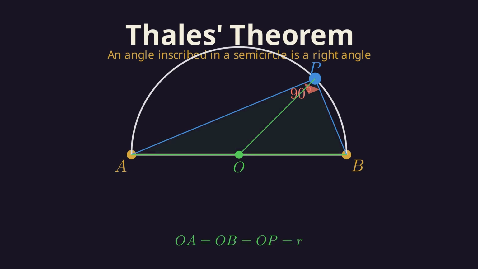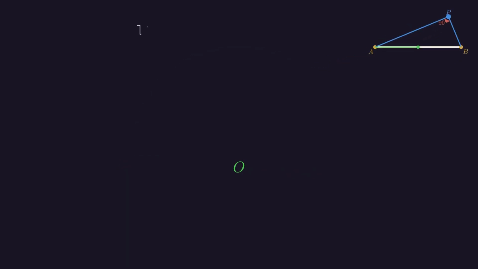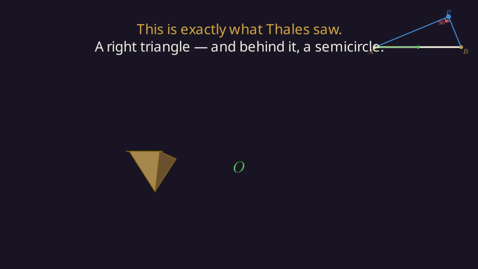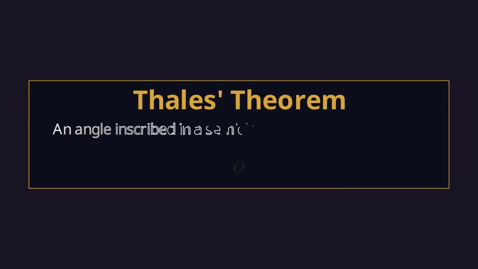When Thales measured the shadow, he was really using a right triangle. And every right triangle fits inside a semicircle. The same truth that Thales proved 2,600 years ago. From an ancient Greek philosopher standing in the Egyptian desert, to the satellites that guide your phone today, they are all connected by one beautiful idea. An angle inscribed in a semicircle is always a right angle.